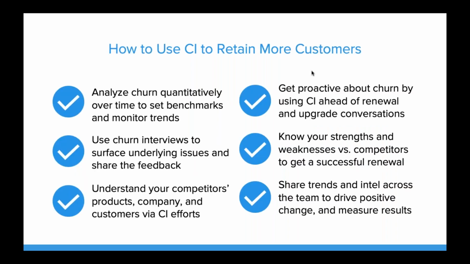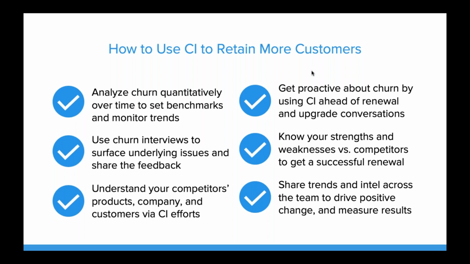With that, let's just summarize and dig into questions after that. Firstly, how to use competitive intelligence to retain more customers includes these key steps. Analyzing churn quantitatively over time so that you can set your internal benchmarks and monitor those trends. Using churn interviews to get more of the qualitative side, surfacing those underlying issues and sharing out the feedback to all the relevant teams. Understanding your competitors in terms of their products, their company, their customers through your normal CI efforts, but with the lens of, hey, how are we best serving customers? How can we best continue to retain and upsell our customers?